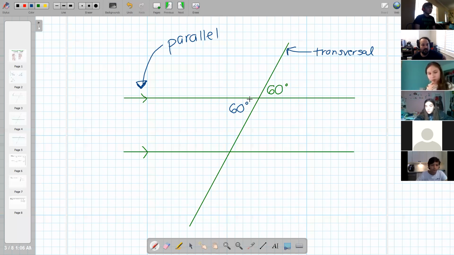Vertical? Those are vertical angles, absolutely. So just right there, knowing one angle in this picture, I already know another angle. Is there any other angle from this picture that I can determine just based on what we learned yesterday? Are there any other angles?